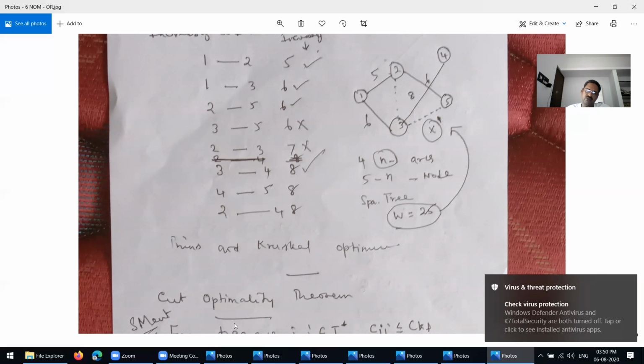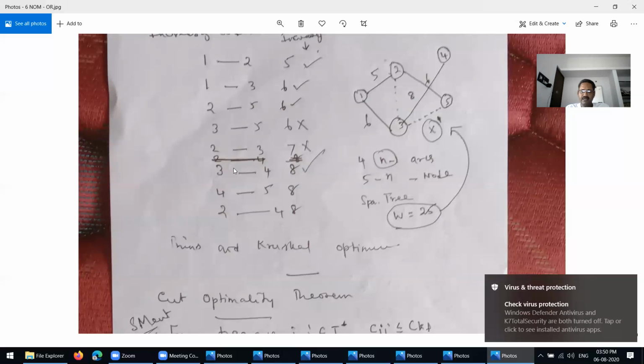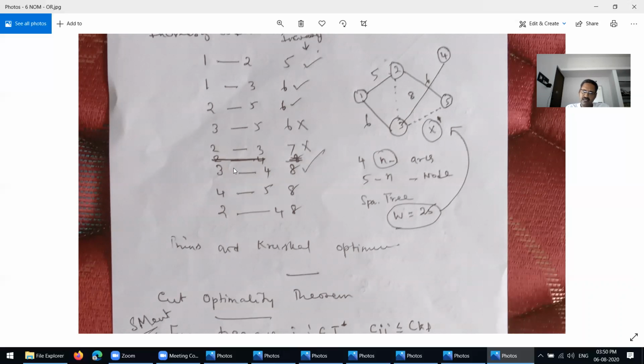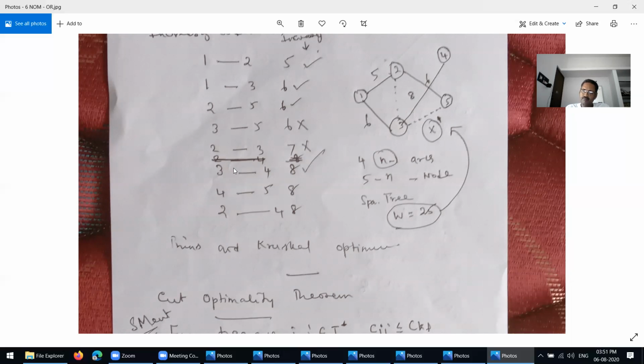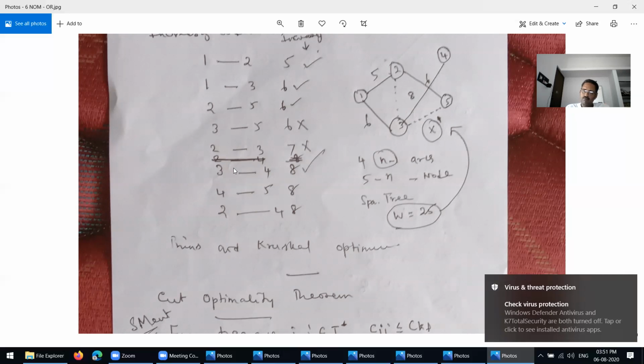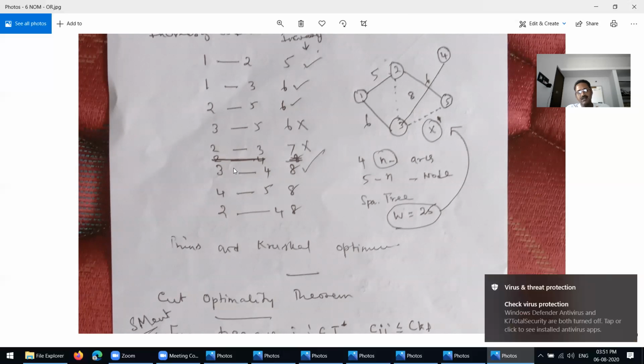You clear now? So the important things in the class are that you have to know tree, connected graph, not connected graph, and the spanning tree, and then the rules for Prim's for finding the minimum spanning tree weight, and then using the Kruskal algorithm to find the minimum spanning tree weight. Both are the same, but the network is different. So both are optimum. Prim's and Kruskal algorithms are optimum.